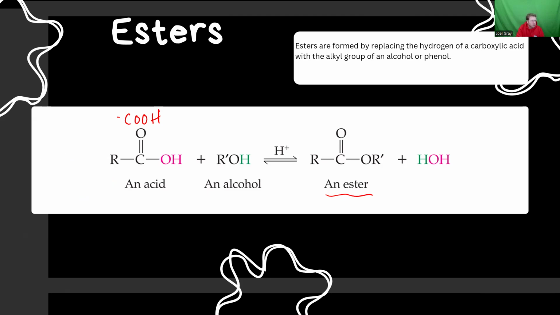I'm going to give you a specific acid. Here we go. Now I'm going to switch colors. Let's go with this one right here: CH3CH2CH2, and then the carboxyl group. And over here, we've got CH3OH.